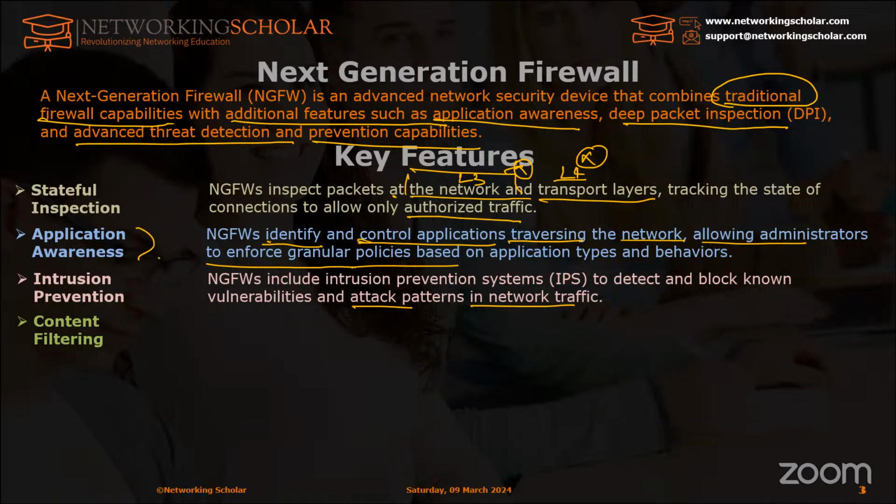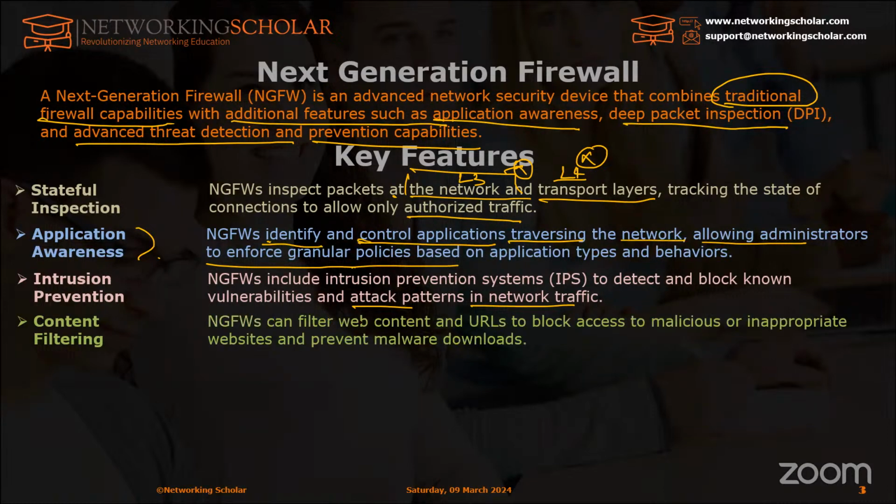Then there is content filtering. The next generation firewall can filter web content and URLs to block access to malicious and inappropriate websites. Malicious, in the sense that if you log in to some website that provides crack software, and inappropriate websites that send multiple ads. It is going to block that traffic, those ads which are not legitimate for us.